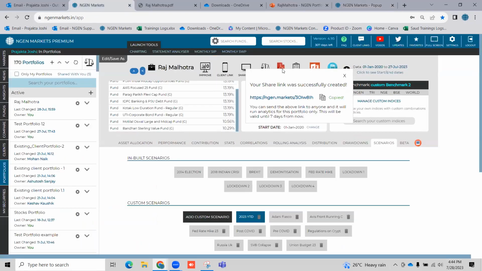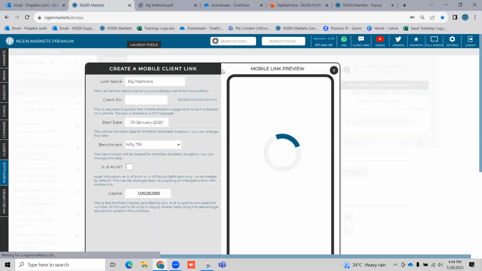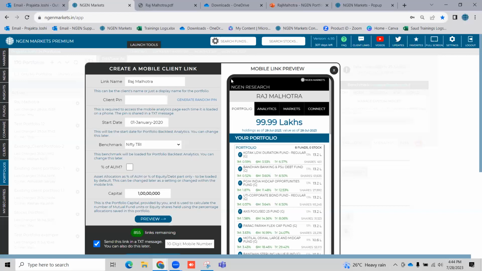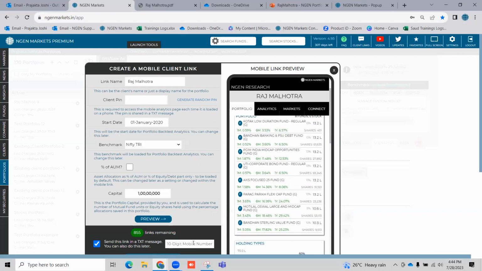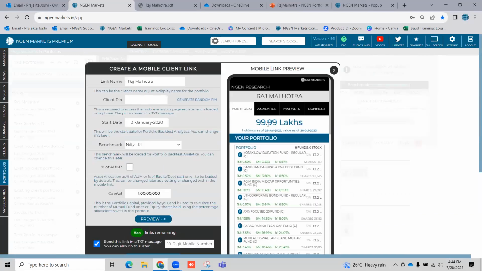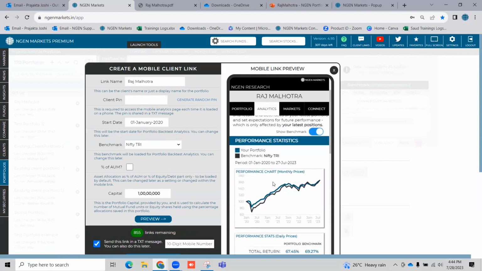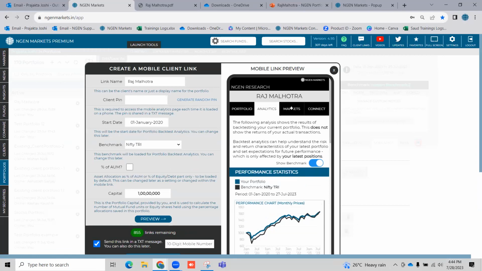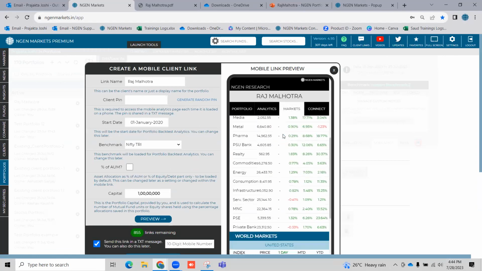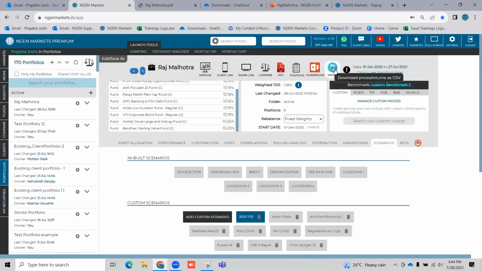Okay. And next is the mobile-based preview. If you want to share this portfolio analytics with the client in the mobile-based preview, just click on client link, put in the client's mobile number, and an SMS will be sent to the client. When he clicks on that particular link, this is how the portfolio analytics will look. Okay. So performance of the portfolio with the benchmark, analytics, markets, what are the levels, all of that will be visible like this. These are the 4 reporting options.